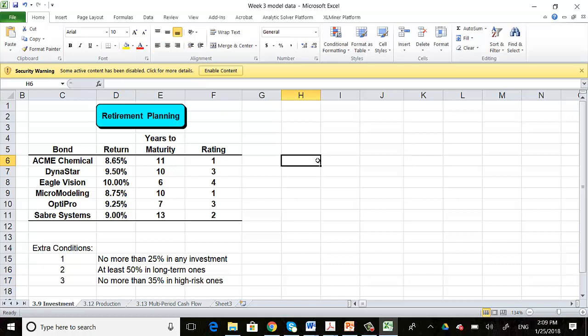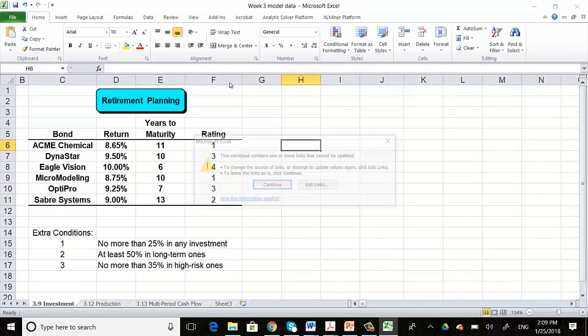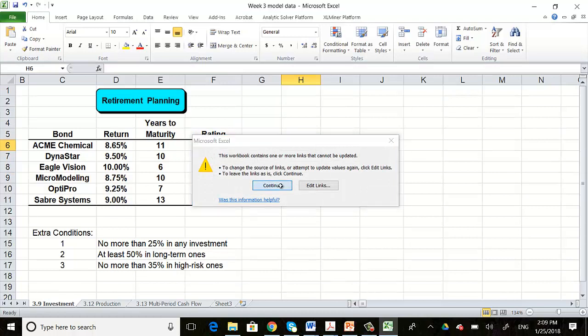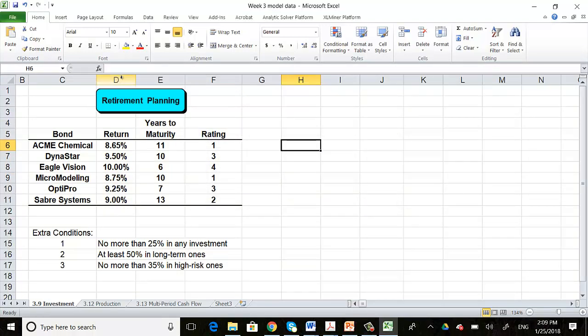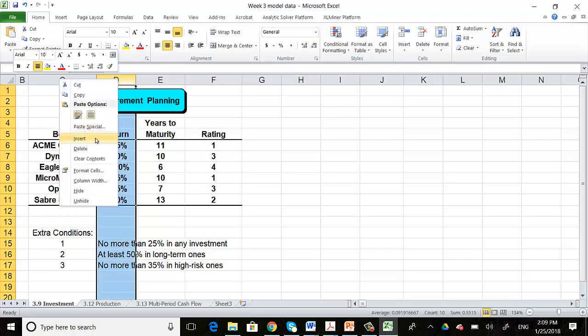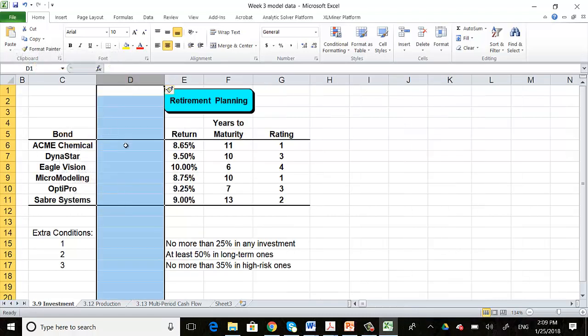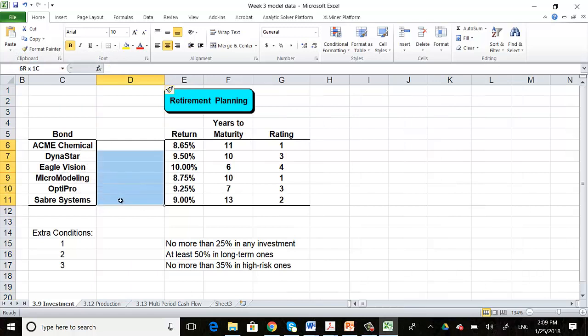Then we'll start from the decision variables. We know that we're going to decide how much money to put in each of the bonds. So I'm going to insert a row here to represent my decision variables, because it has the names here. So this is the actual amount to invest. Those are my decision variables.